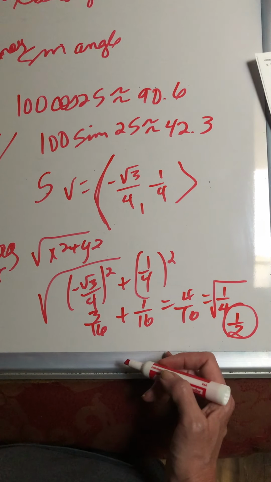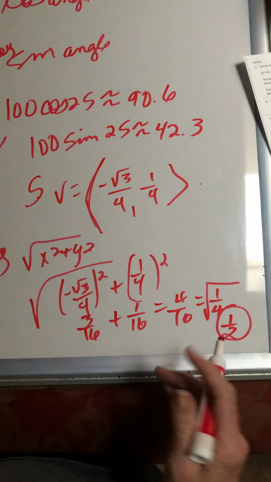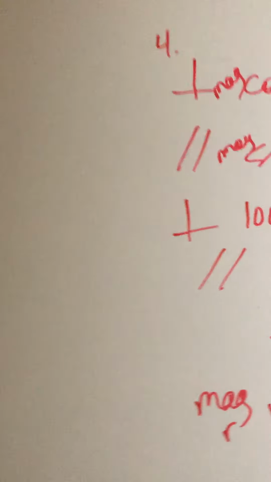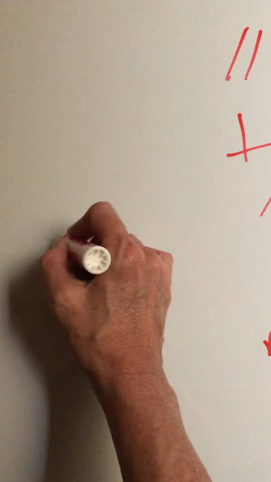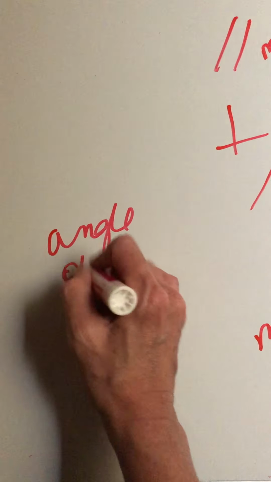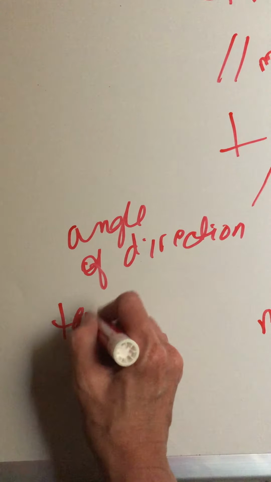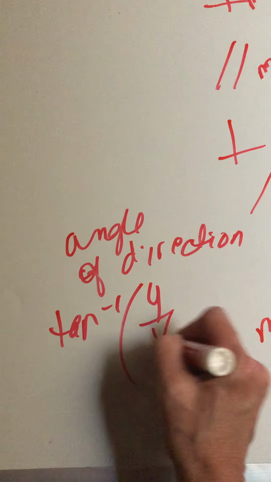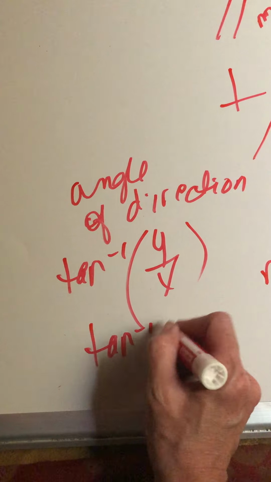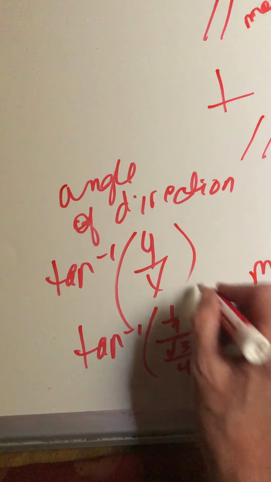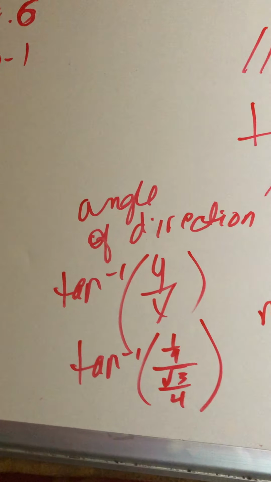Now we've got to find our angle of direction. So that's the magnitude. Now we need to find the angle of direction. And this is where we have to be real careful. So the angle of direction is where we start with that inverse tangent. We do the inverse tangent of y over x. So we've got to do the inverse tangent of 1/4 over square root of 3 over 4. Do not put the negative in here. You don't need to. You don't need it.